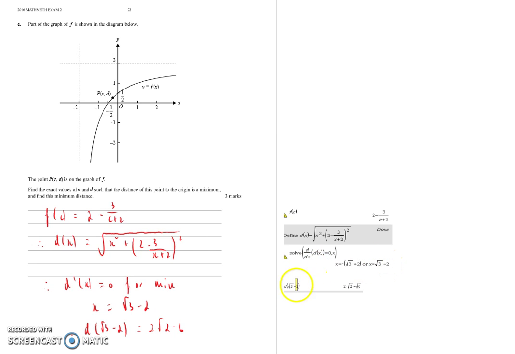I then sub it back into my distance equation to find the minimum distance, so 2 root 2 minus 6. So this is, again, another process and another type of problem you really should be aware of. It's come up on paper one, it's come up quite a few times over the years. So please study this one well.